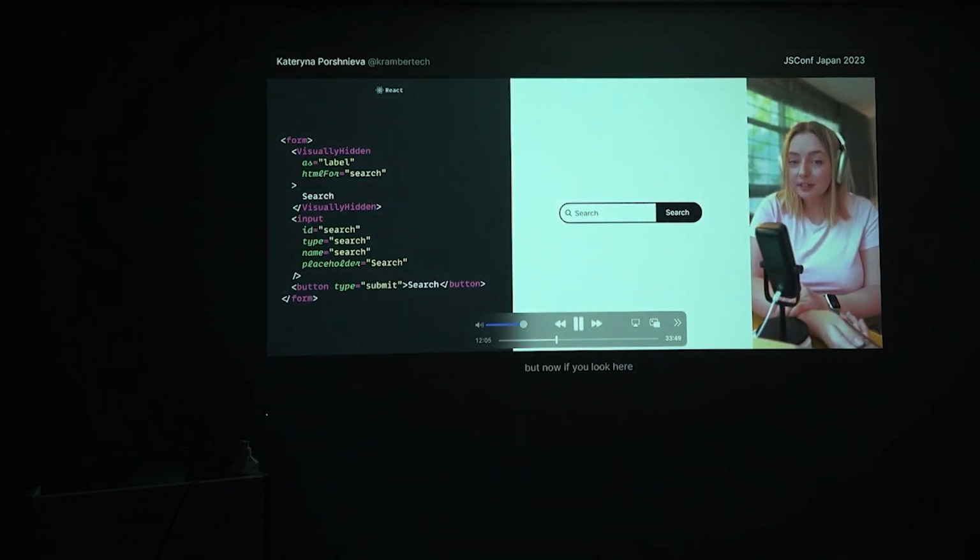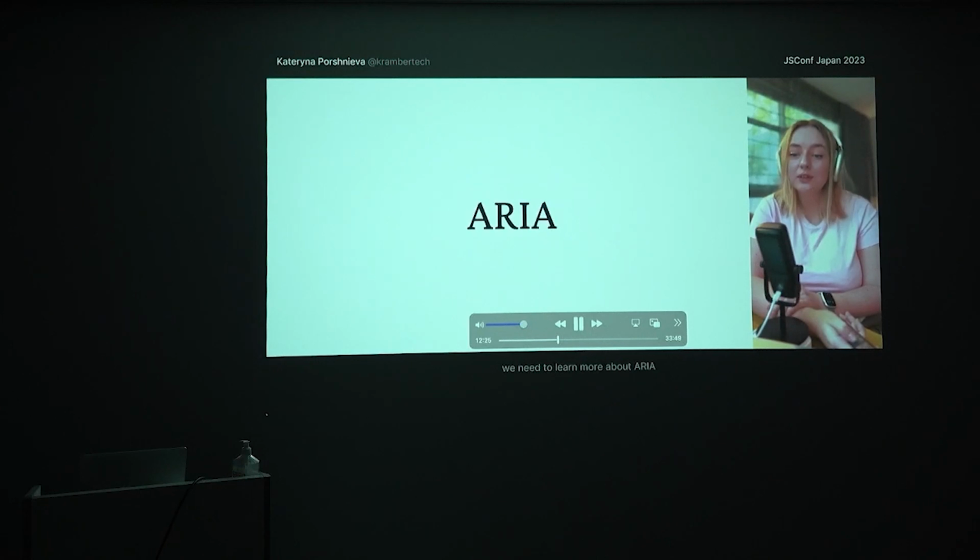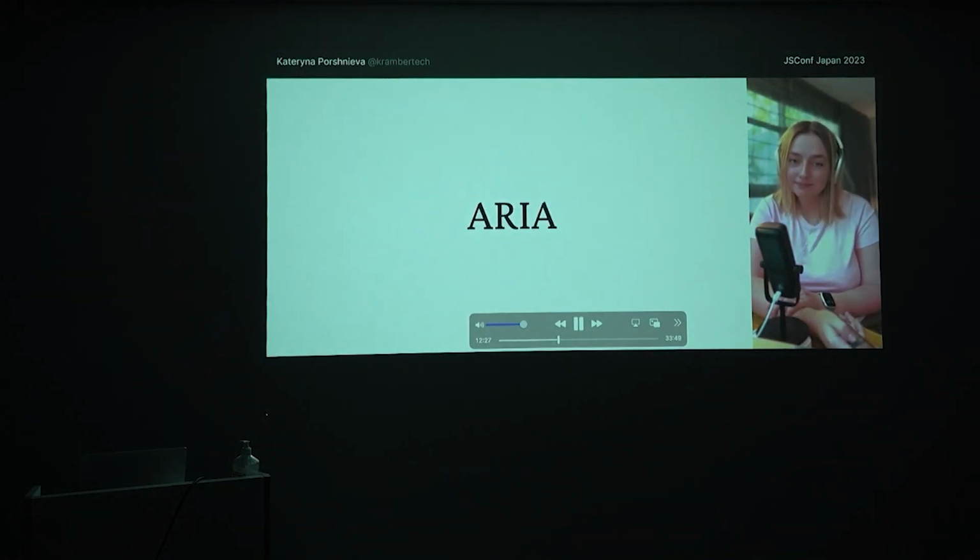But now if you look here, we actually kind of have this search label twice. We have it in a hidden label and in a submit button in our search field. So what if we could use something else that is not a label to describe our input? In order to understand how to do that, we need to learn more about ARIA.